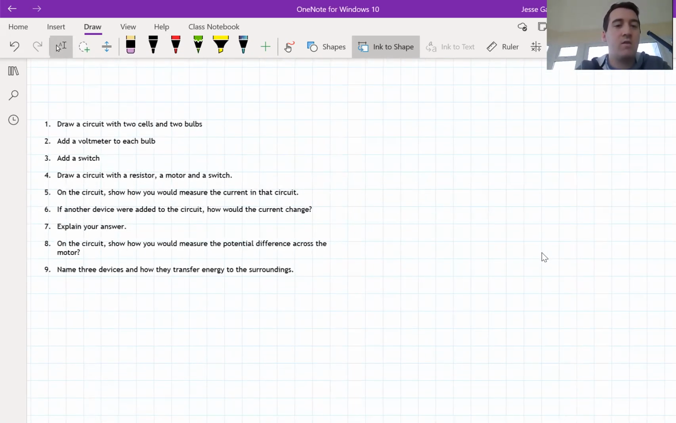So you have to draw a circuit with 2 cells and 2 bulbs. So here are my 2 cells. I've got the short terminal and long terminal, and that's the first battery connected to the long terminal, the long terminal and the short terminal, positive and negative of the second battery, or the second cell, I should say. I'm calling them batteries.